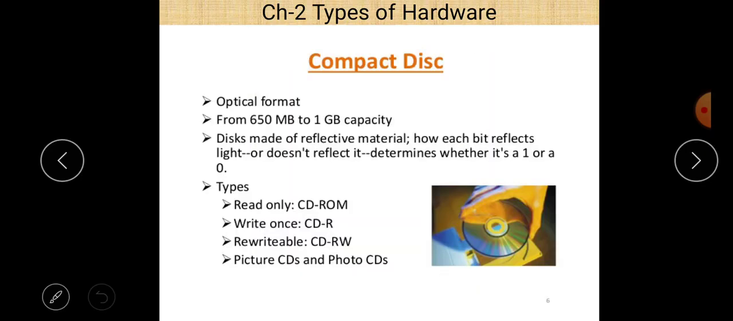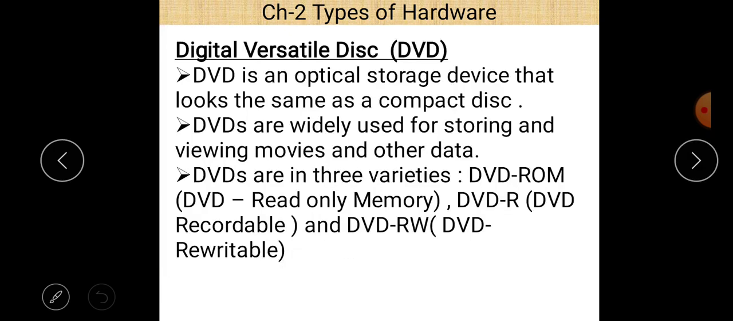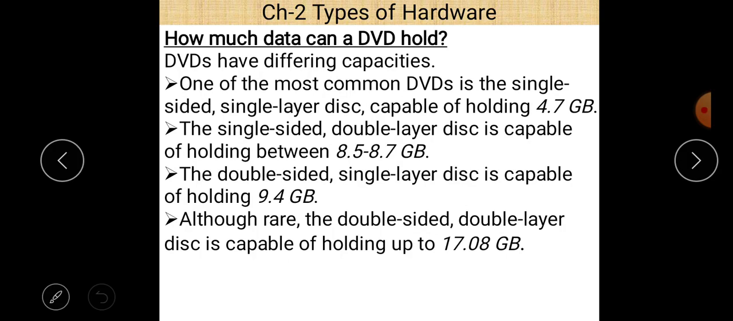Next is compact disk, also known as a CD. The most common size is 700 MB. And there are different types of CDs: CD-ROM means CD read only memory, CD-R, CD recordable, and CD-RW, CD read write. Next is a DVD, also known as digital versatile disc, earlier known as digital video disc. And they also come in different forms such as DVD-ROM, DVD recordable, and DVD read writable, and the most common size is 4.7 GB.